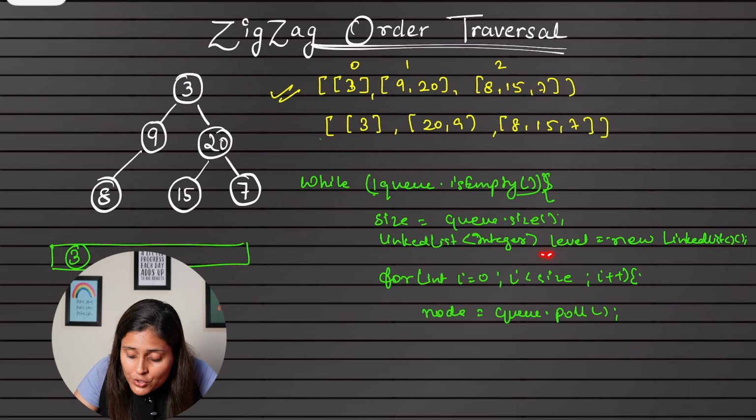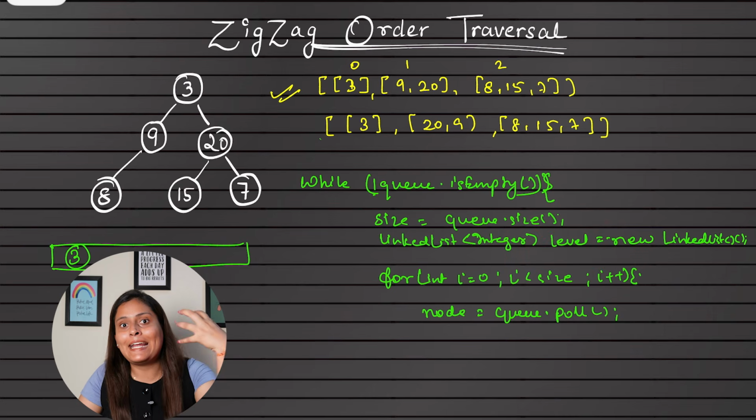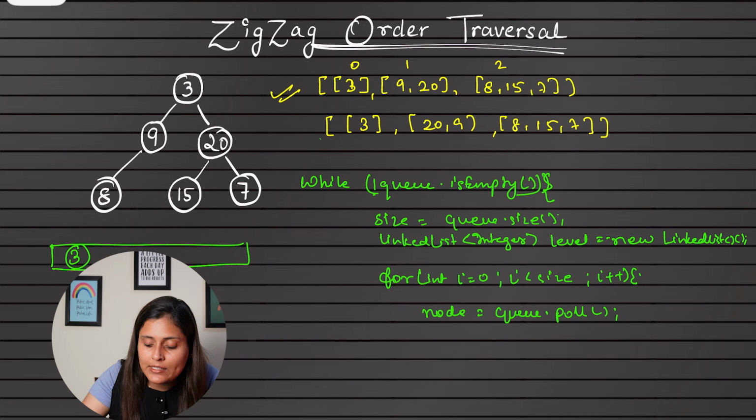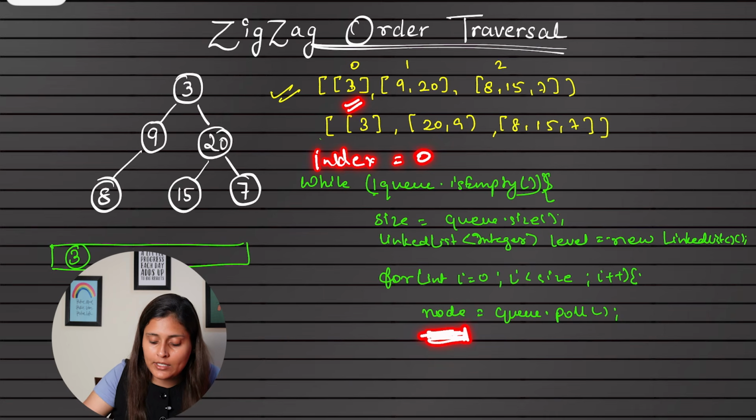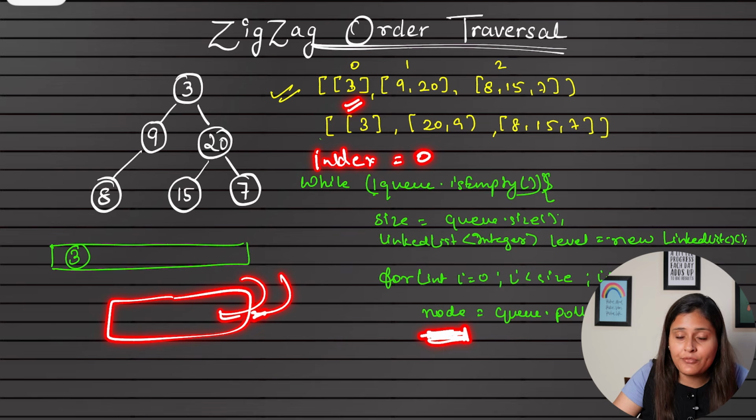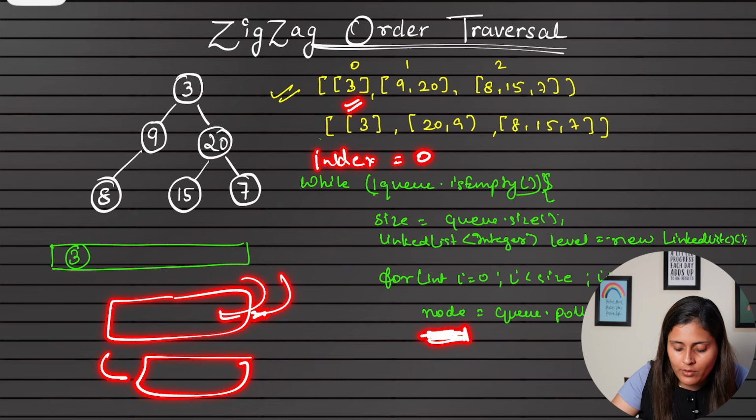So do you think we should simply add or we should check what index it is? Yes, we'll check what index it is. Okay, so there are two ways. Either start index with 0, and if it is even index, then insert in a DQ from last, and if it is odd, then insert from first.